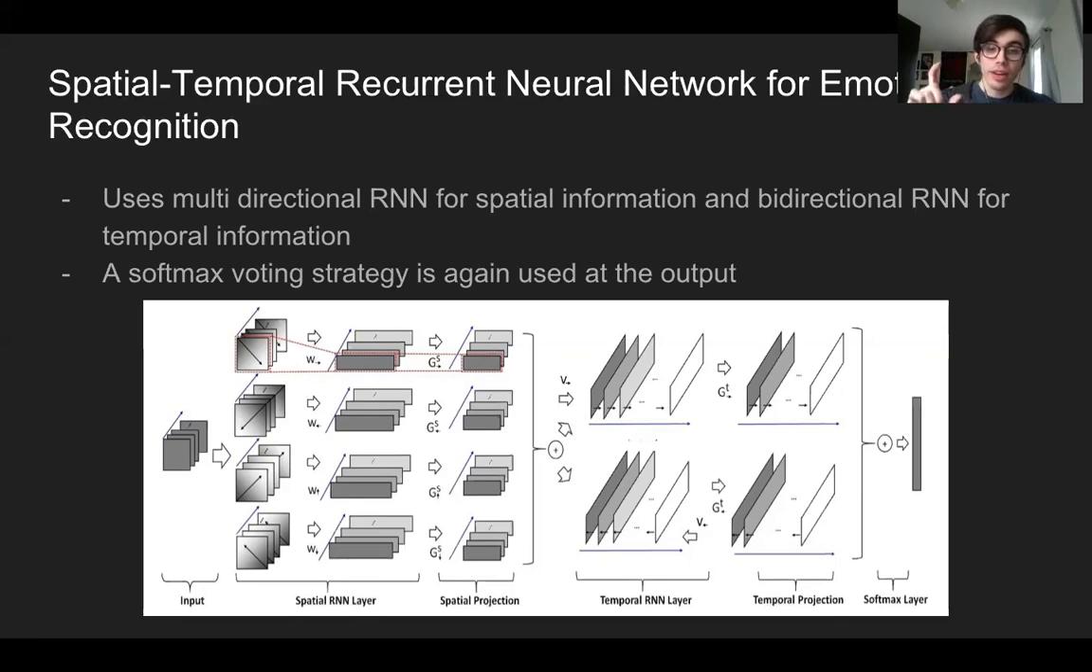And then those are individually passed to the temporal recurrent neural network layer, which then is bidirectional. So you look at your past stuff and you look at your future stuff throughout as you're going. You once again get your spatial projection, and then you have your final softmax layer, which gives you your outputted result.